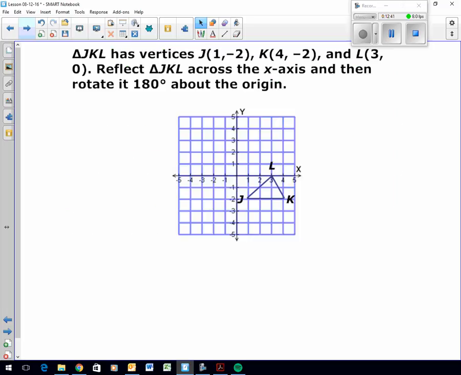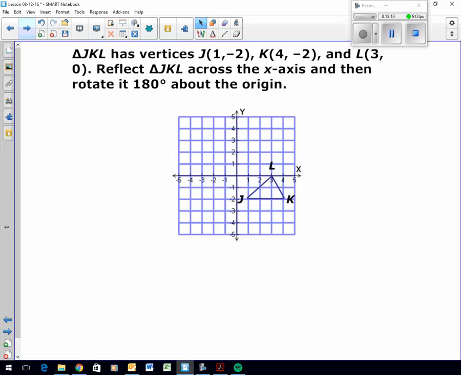You guys write this down. I'll give you 3.5 minutes to do the whole thing. Triangle JKL has vertices: J is at (1, -2), K is at (4, -2), and L is at (3, 0). Reflect triangle JKL across the x-axis and rotate it 180 degrees about the origin.